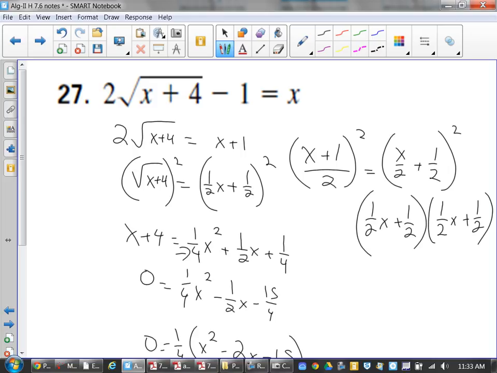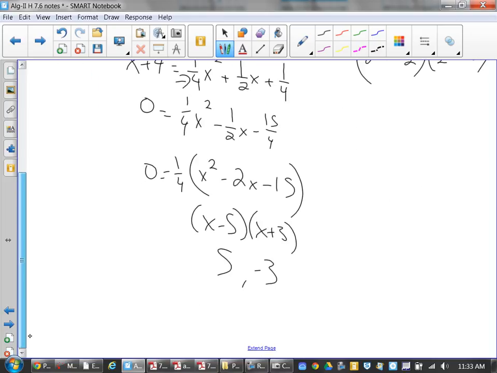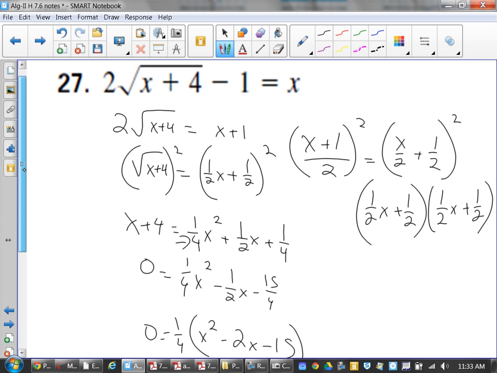What's negative 3 plus 4? 1. What's the square root of 1? 1. What's 1 times 2? 2. What's 2 minus 1? 1. Did that work? No, it's negative 3. But when I said that, I didn't look at the actual starting equation. I was looking at the half one.